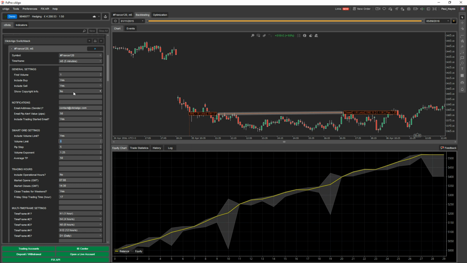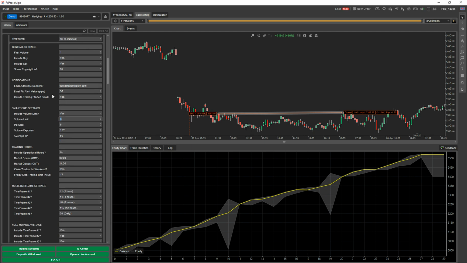Copyright info just says that we've developed the application. Email address is mainly used for when any position that you have open goes more than X pips. Here it has 50. So if a position is 50 pips in the red, it'll send you an email and tell you the position, the instrument, and to look at your charts. Then manually you can decide if you want to close the position or leave it running. It also tells you when trading commences.